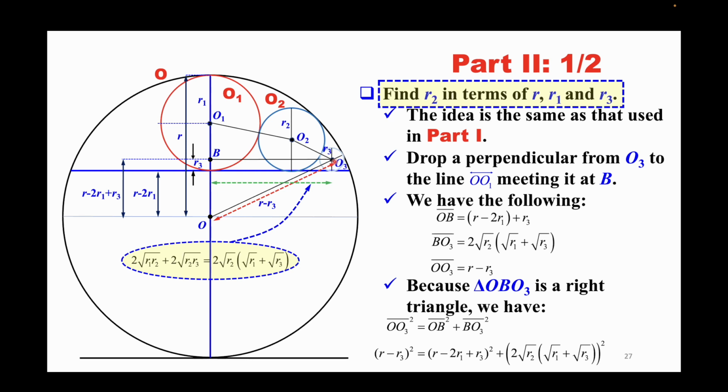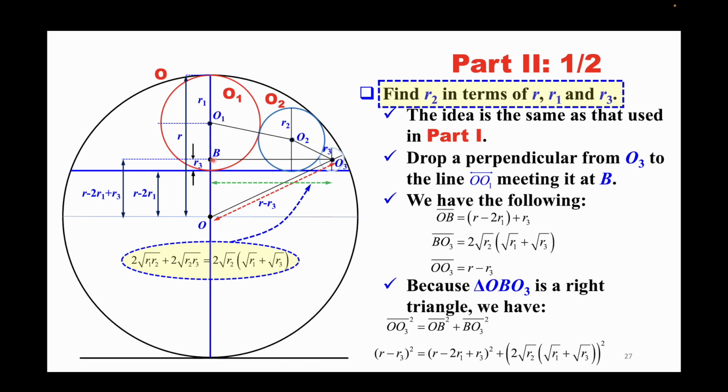Now, BO3 is the sum of this one from U to V and V to W, which is this one. Therefore, the sum of these two terms becomes 2 times the square root of R2 times the sum of the square root of R1 plus the square root of R3. So BO3 is this. And finally, OO3 is equal to the radius R minus the radius R3.